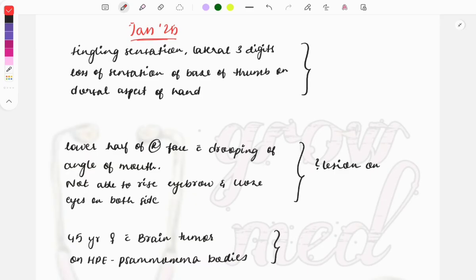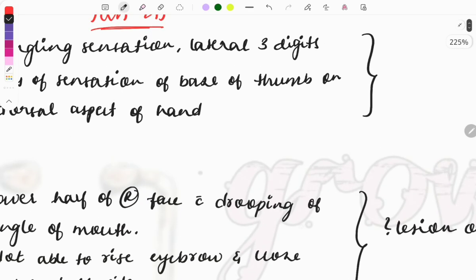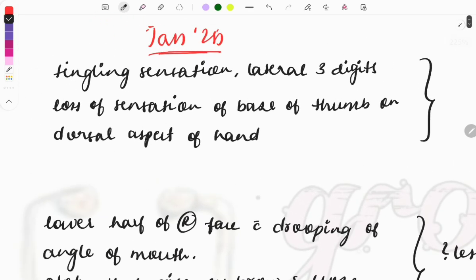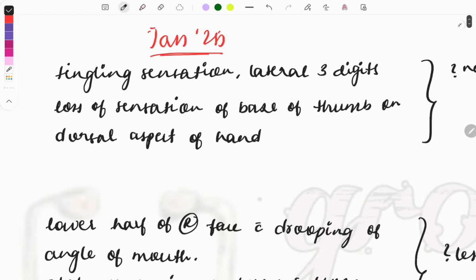So the first clinical case is from anatomy. In the case, things were described like tingling sensation in the hand, then lateral 3 digits were involved, and loss of sensation of the base of the thumb and on the dorsal aspect of the hand. So they are asking about the nerve injured, which nerve injury will cause these symptoms. So see, it is very simple.